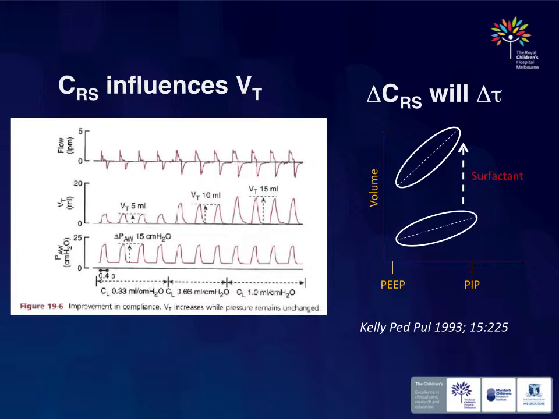Essentially, compliance is what influences our tidal volume. So to get tidal ventilation, we need to have enough pressure, and we need to apply that pressure in the circuit that's appropriate for the compliance of the system. In this case, as the lung becomes more compliant, we can see that the tidal volume we achieve for any given delta P will increase. And of course, there's one environment where we do this very quickly, and that's when we give surfactant.